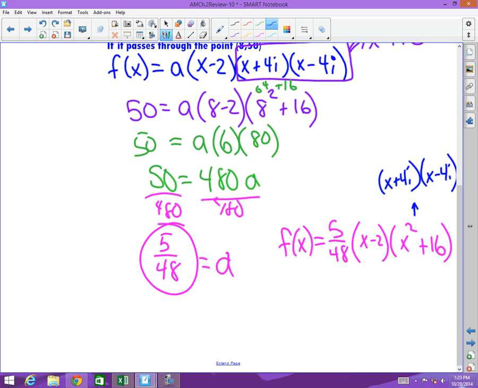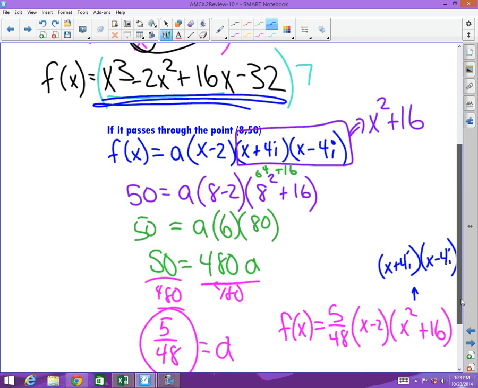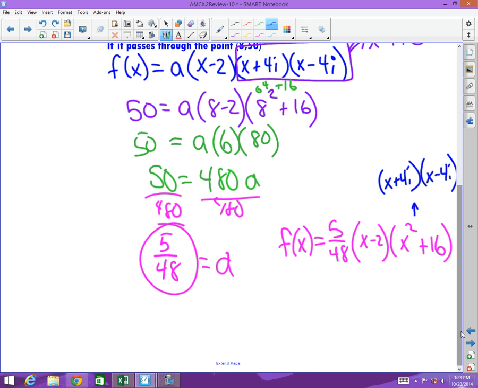And if it said write it in standard form, well then you would have to multiply it all out, which would be taking this and then multiplying every term by 5 over 48.